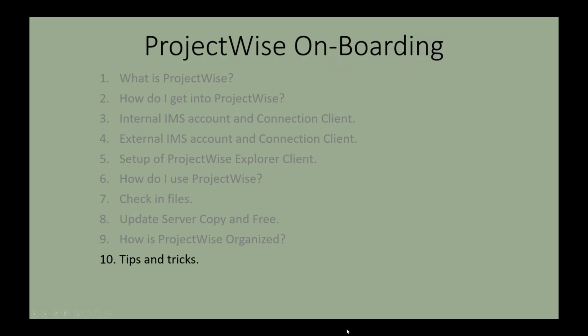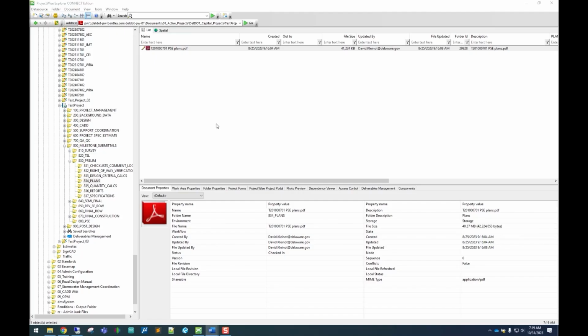We will now go over tips and tricks as well as some general recommendations. ProjectWise has an address bar located at the top left of your screen by default. This will give you a full path to the file or folder you have currently selected. If you select Copy, it will copy the text in the address bar.